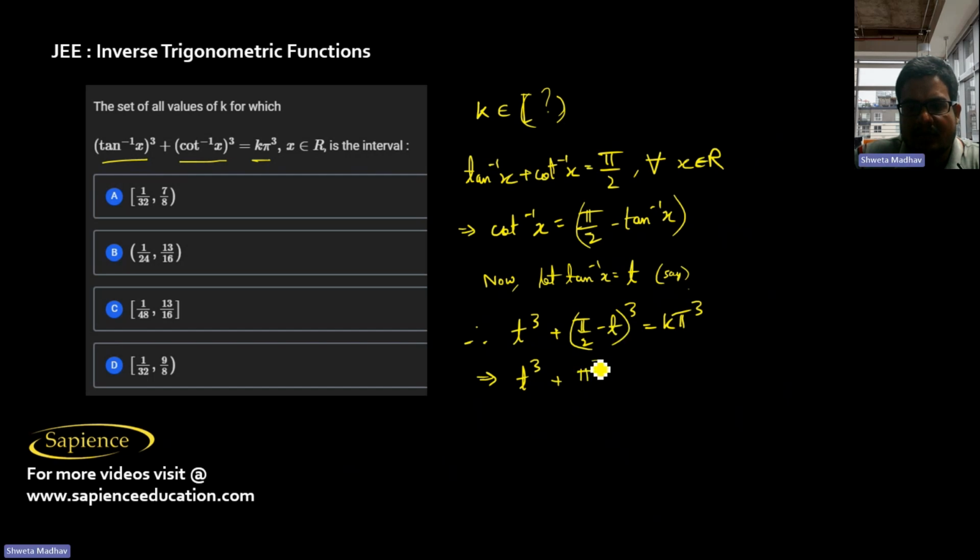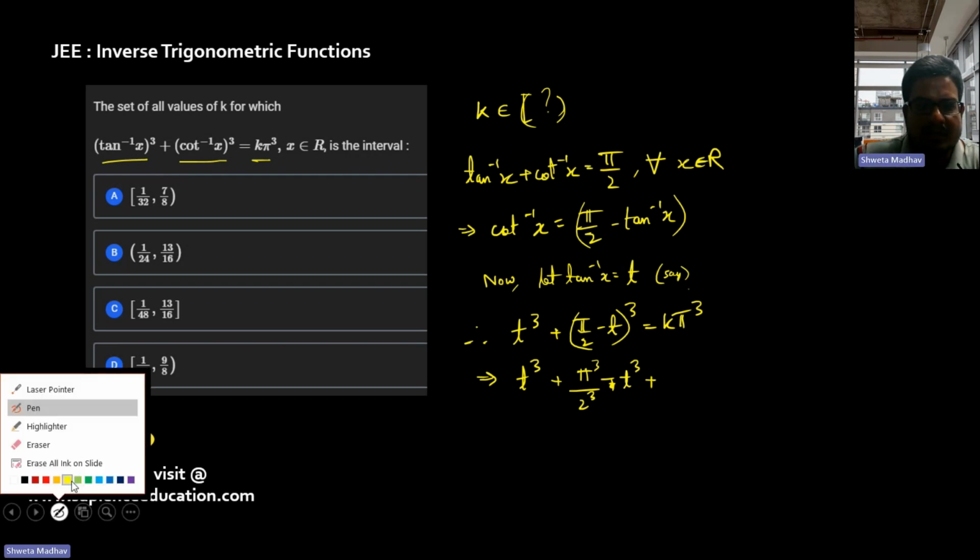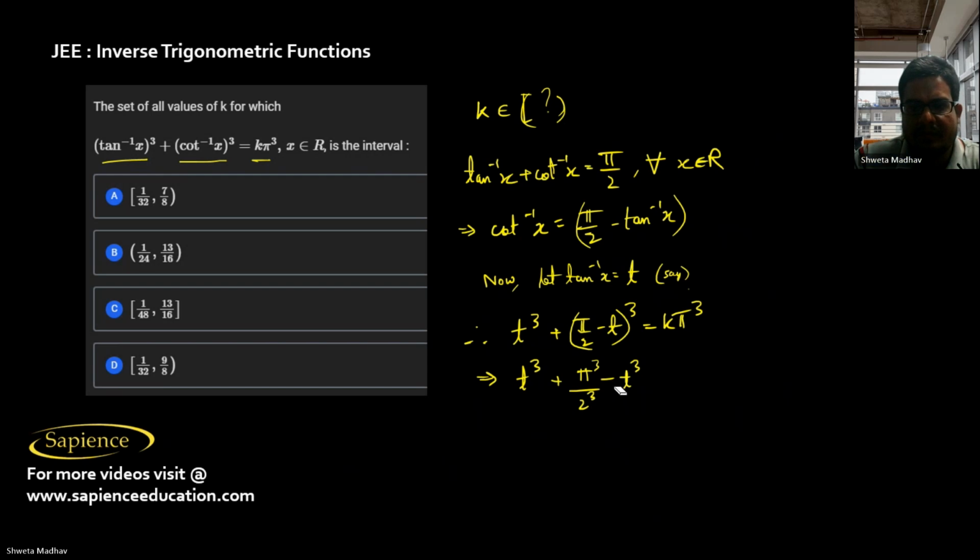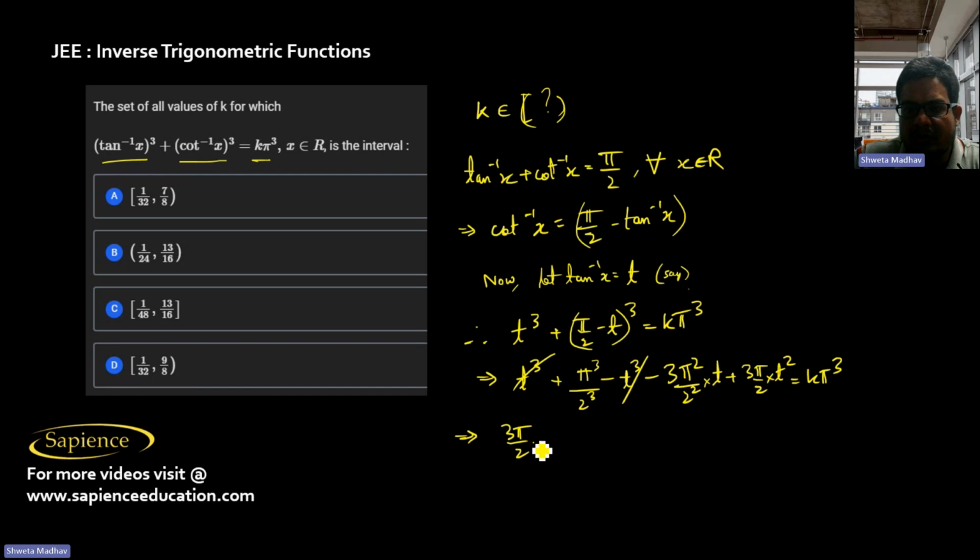(a minus b) whole cube is a cube minus 3a square b plus 3ab square minus b cube. So this becomes t cube plus pi cube by 8 minus 3 pi square by 4 into t plus 3 pi by 2 into t square minus t cube, that is equal to k pi cube. Now this t cube and t cube will get cancelled. Then we will get 3 pi by 2 into t square minus 3 pi square by 4 into t plus pi cube by 8 minus k pi cube, that is equal to 0.